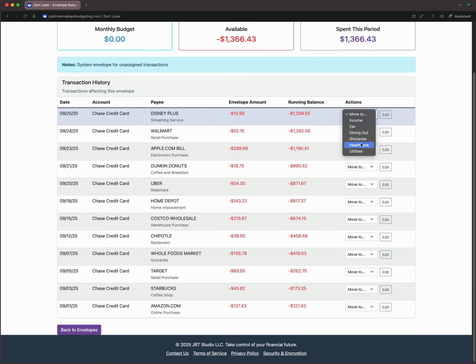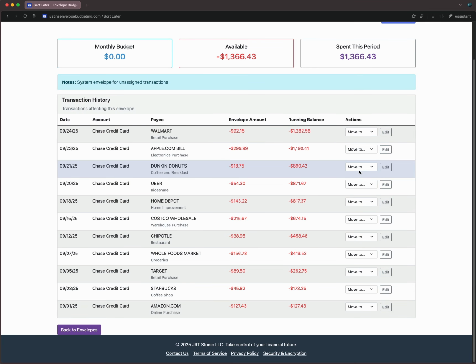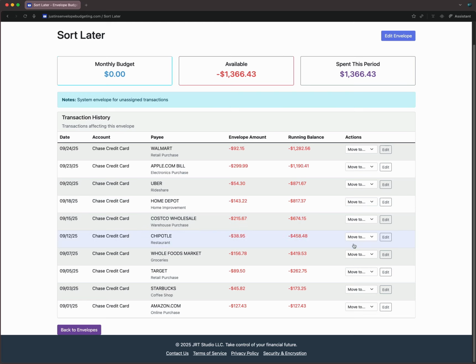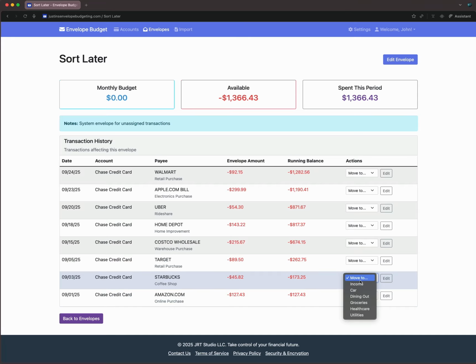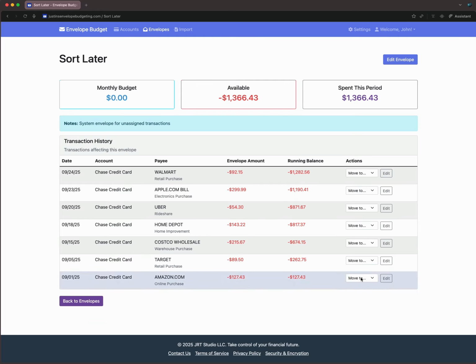Disney Plus, oh, that's a utility, right? Dunkin' Donuts, more dining out. That's a big budget in our house too. Chipotle, dining out. Whole Foods, groceries. Starbucks, dining out. Amazon is, oh, we don't know what that one is. We'd have to go look it up.